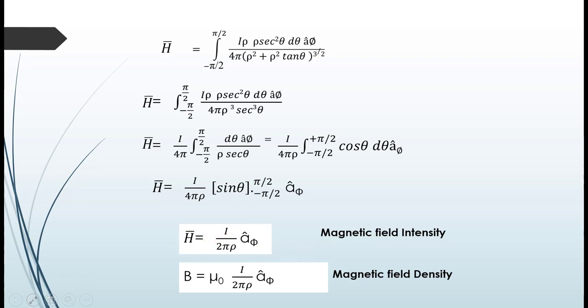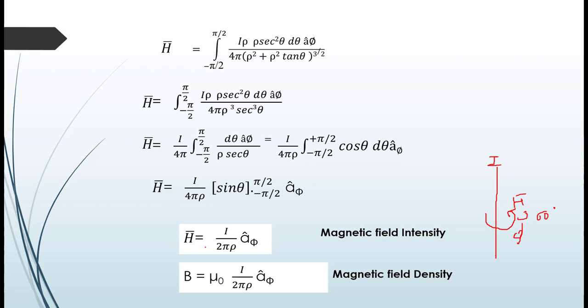So what is a phi cap? How is a phi cap measured? How is it shown? If this is your filament, then the phi direction is like this, it is 360 degrees. So this is your phi angle. We measure it in the clockwise direction in the xy plane. So this a phi cap indicates the direction of h bar if I is flowing along the z axis.